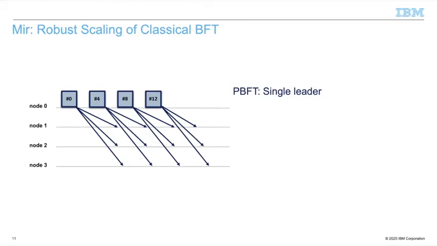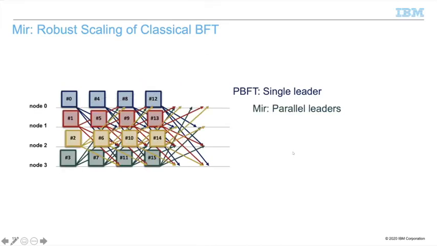So what Mir does is essentially it shards batch sequence numbers across all leaders, and in the limit, all nodes are leaders in Mir, and they essentially act as leaders in parallel. Which means that, for example, in this example, I have 4 leaders, and the sequence numbers are essentially sharded across all nodes, like in modular arithmetic.